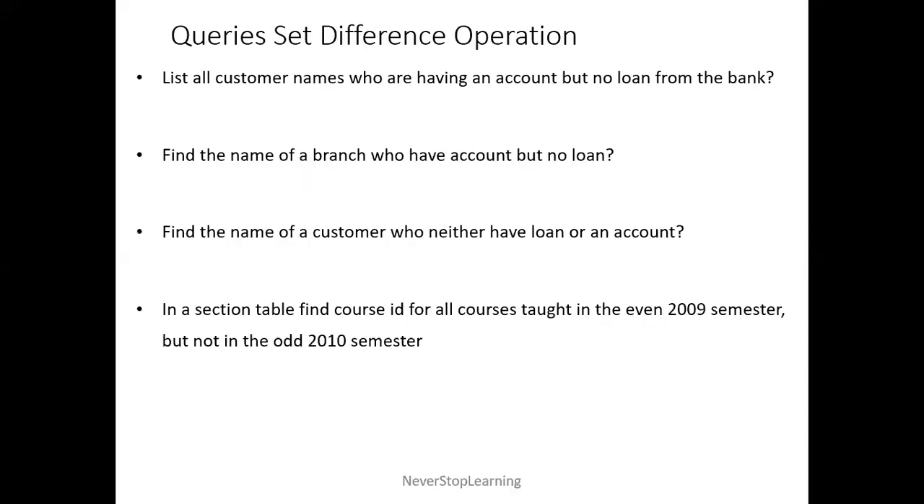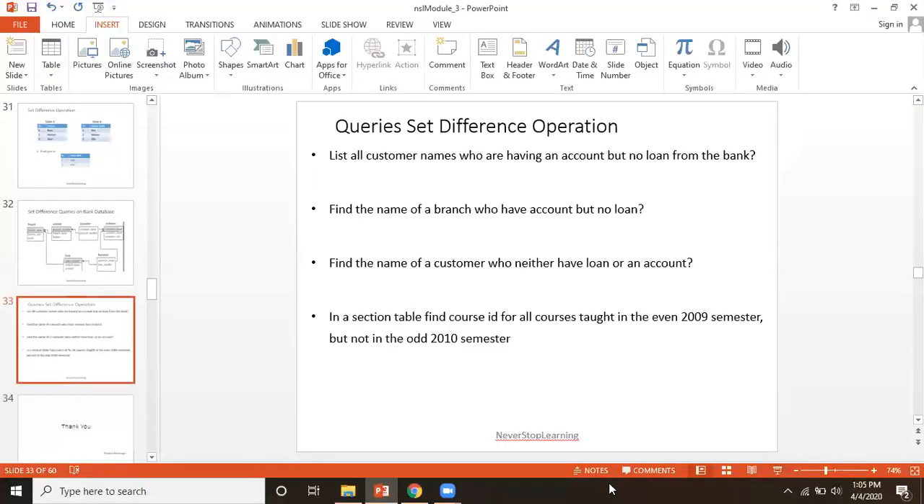Okay, so let's solve some queries on this topic. The first query is: list all the customer names who are having an account but no loan from the bank. Fine.